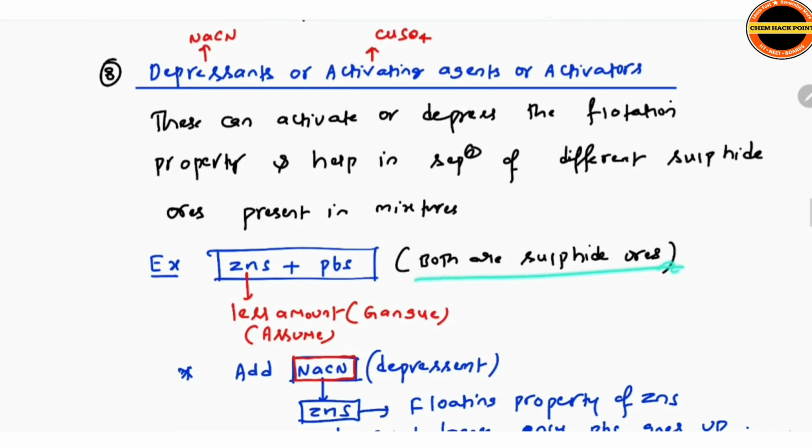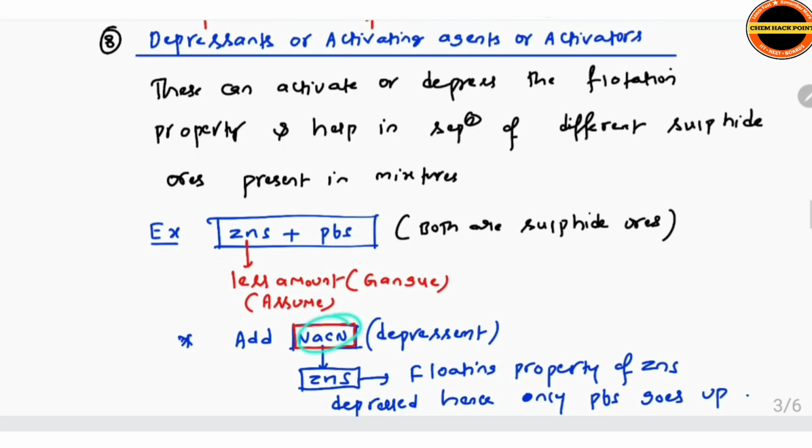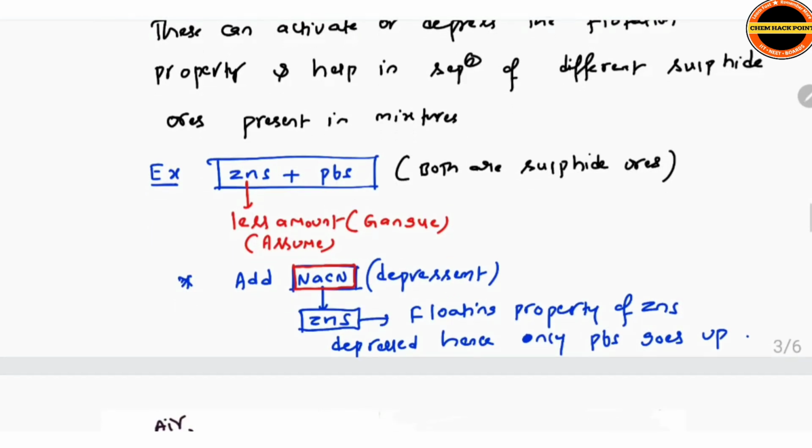For example, both are sulfide ores and we need to get only one. Assume that zinc sulfide is in a smaller amount or is acting as gangue. Now if you add NaCN, which is a depressant, it combines with zinc sulfide, and the floating property of zinc sulfide is depressed. Hence only PbS goes up.